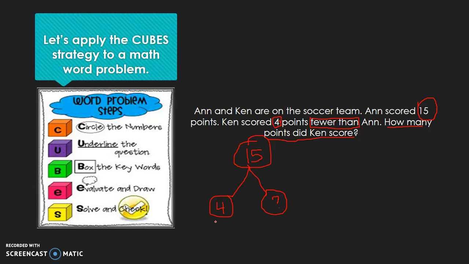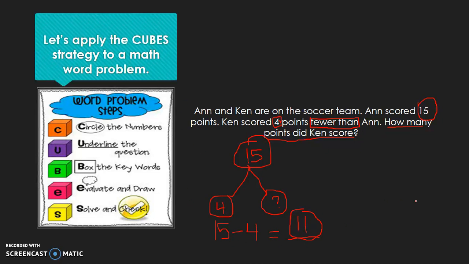And under the 4, I'm going to put my number sentence. So 15 minus, because fewer than means subtract, we're subtracting, 4 equals blank. So we know that 15 take away 4 equals 11. So how many points did Ken score? Ken scored 11 points.